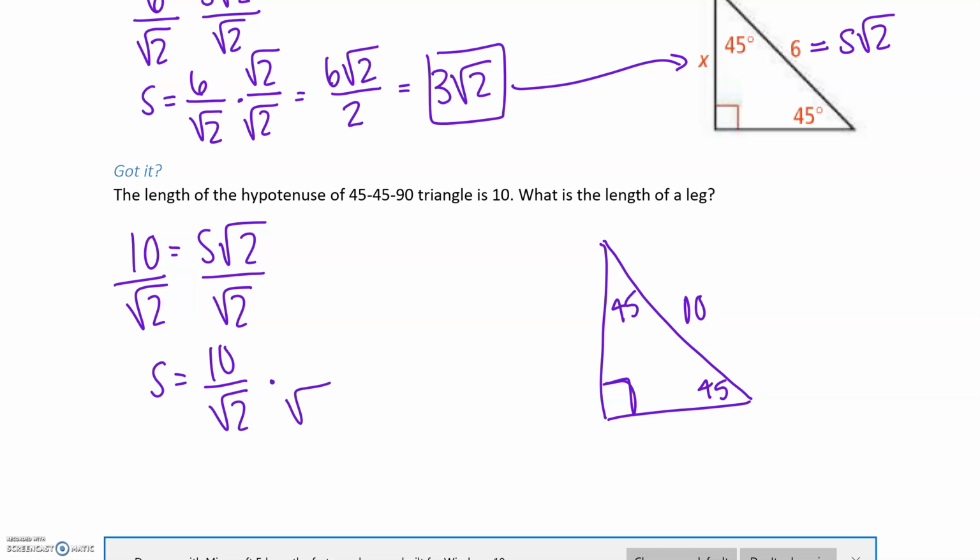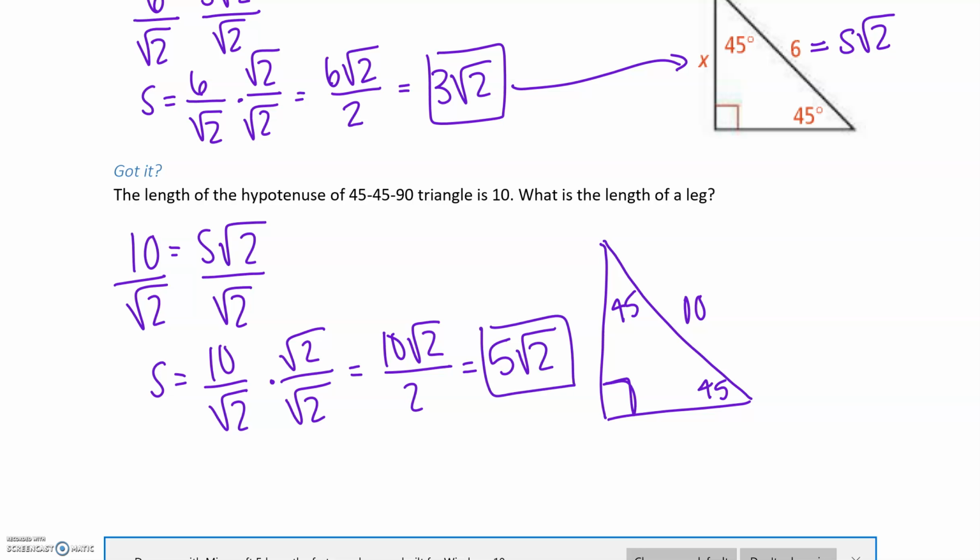We need to rationalize that denominator because we cannot have a radical in the denominator. So that leaves us with 10 square roots of 2 over 2. And to simplify that a little bit further, we can do 10 divided by 2, which is going to be 5. So we've got 5 square roots of 2 as our length, or our leg length.